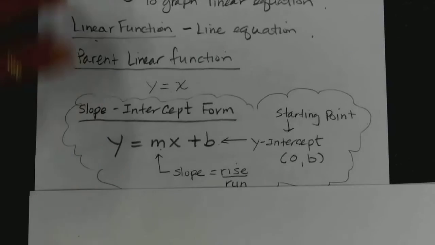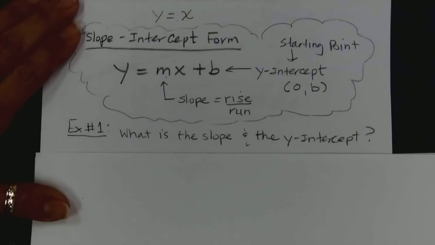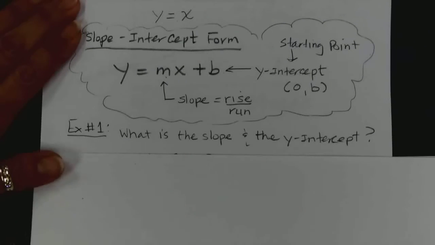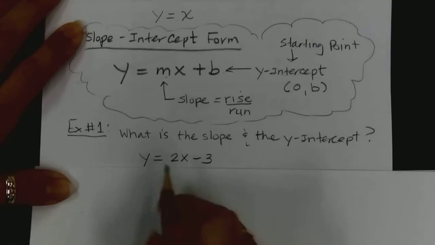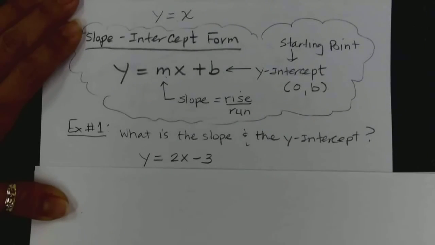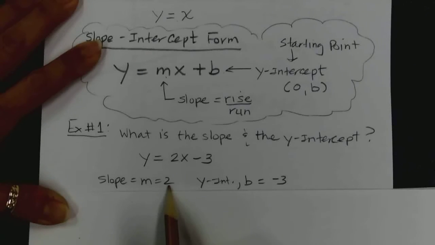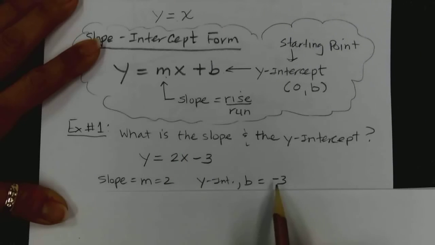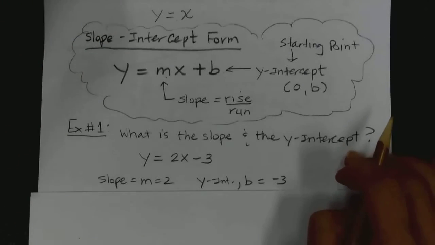In example number 1, I'm going to give you an equation, and you're going to tell me what the slope and the y-intercept are. The equation is y equals 2x minus 3. If you notice, this is y equals mx plus b. So the slope of this line is 2, and the y-intercept, which is b, is negative 3. The line has a slope of 2, which is 2 over 1, so you go up 2 over 1 for the slope, and it starts at (0, negative 3), your y-intercept.